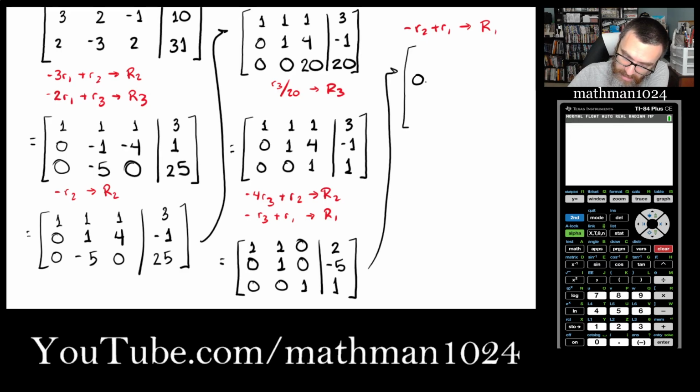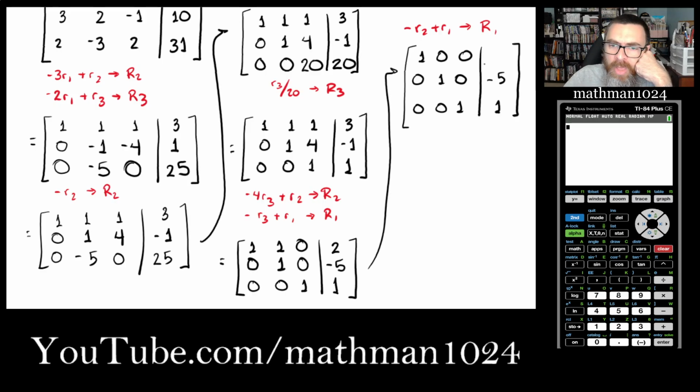All right, so let's see. These guys do not change. Got -5, got 1. So I should have 1, 0, 0. So I do negative this plus that is the 0. I do negative this plus that, so it's +5 plus 2 makes this 7. So it looks like we have the ordered triple 7, -5, and 1.